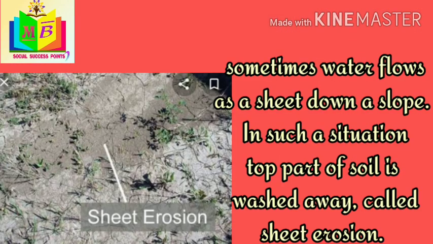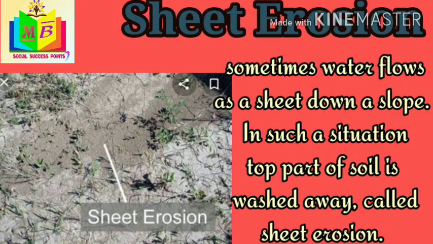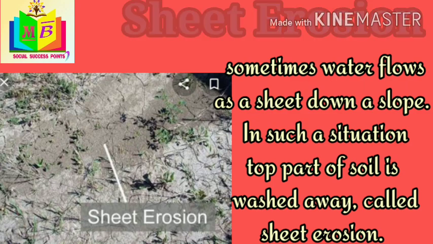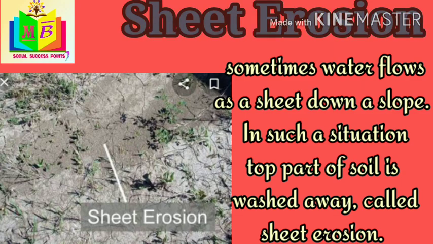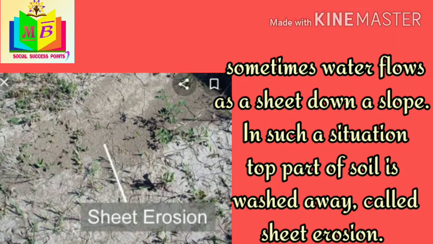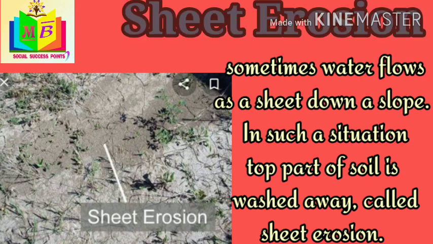Students, sometimes water flows as a sheet down a slope. So, in such a situation, the top part of the soil is washed away. Once again I am repeating, when water flows as a sheet down a slope, in such a situation the top part of the soil is washed away, and this is called sheet erosion.